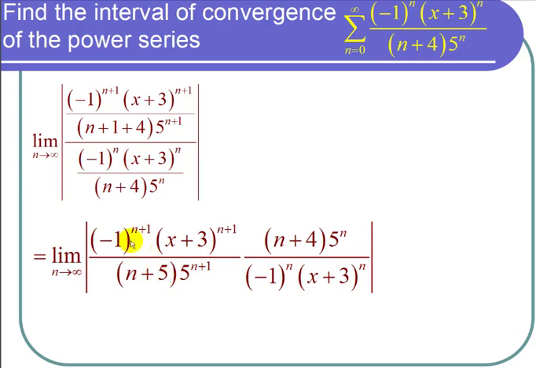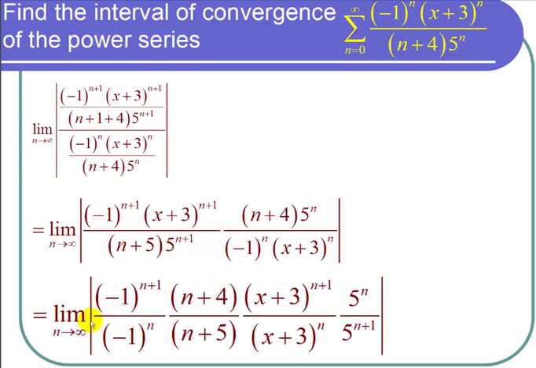Next, I'm going to look at the factors and group them together. So notice I have a -1 to a power on the top and bottom. I have a polynomial n plus 4 and an n plus 5. I have a power of x plus 3 on the top and bottom, and I have a power of 5 on the top and bottom. So I'm going to regroup that as the limit as n goes to infinity of (-1)^(n+1) over (-1)^n times (n plus 4) over (n plus 5) times (x plus 3)^(n+1) over (x plus 3)^n times 5^n over 5^(n+1). And I'm going to tackle each of these individually.